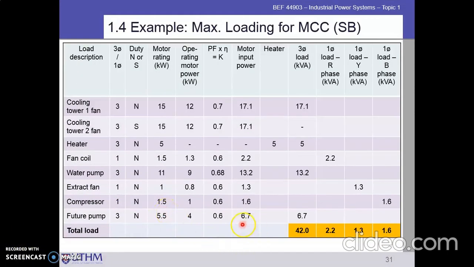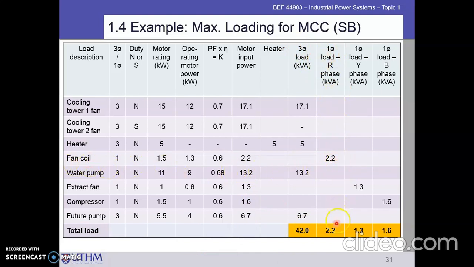This is the example for maximum loading for MCC. You can see here the load descriptions: cooling tower, 2 fan, and the heater, and then fan coil, water pump, extract fan, compressor, future pump. So the total connected load is 42 kVA. This one is for 3-phase. And then we have single phase load, which covers only fan coil.